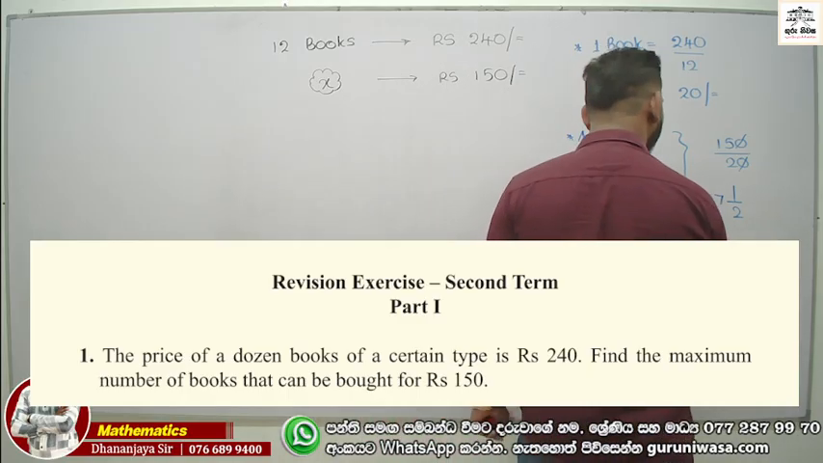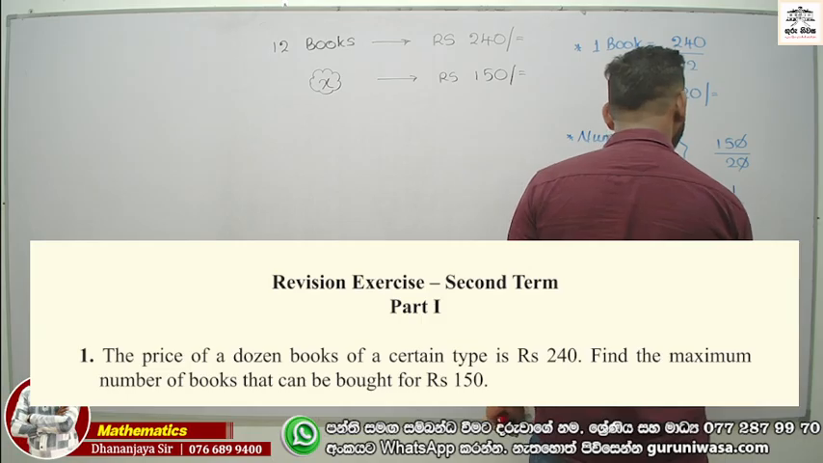Therefore, what is the maximum number? You can buy only 7 books.